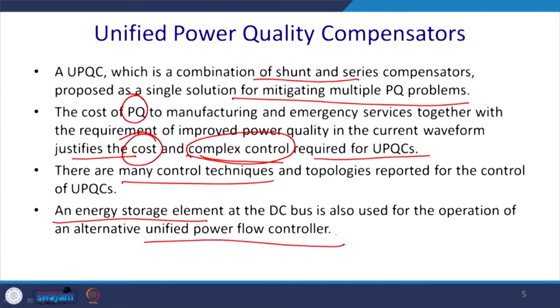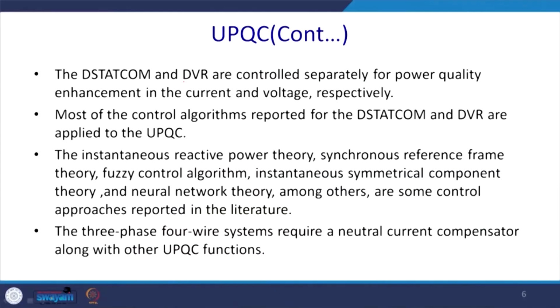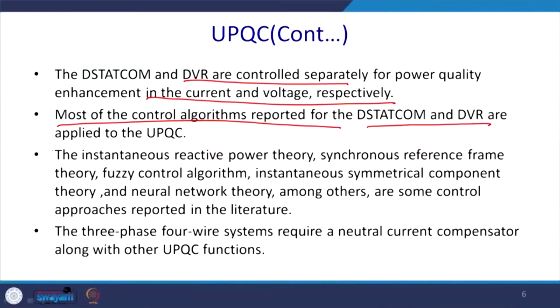The energy storage element as a DC bus is also used in an alternate unified power flow conditioner. The D-STATCOM and the DVR are controlled separately for power quality enhancement in current and voltage respectively: shunt for the current and series for the voltage. Most of the control algorithms report that the D-STATCOM and the DVR are combined and work as a UPQC. There are many solutions, some in the time domain and some in the frequency domain.